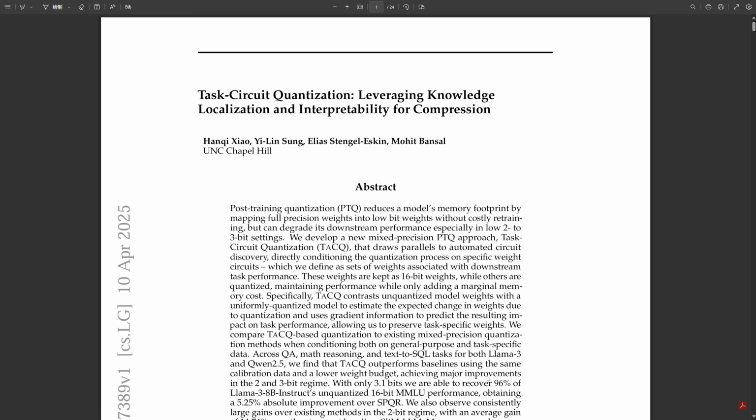You're tuning in for another deep dive, and today, well, we're jumping into something pretty crucial in the world of large language models. We're looking at how to make these really smart AI systems smaller and faster. But crucially, without them losing their smarts. And we're focusing on a specific new approach called task circuit quantization. You'll hear us call it TaCQ.